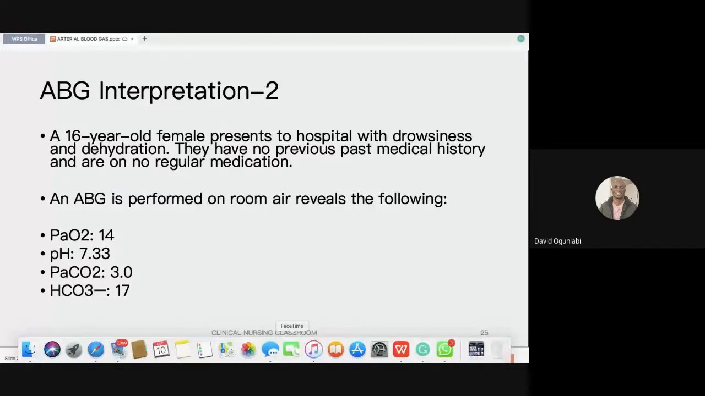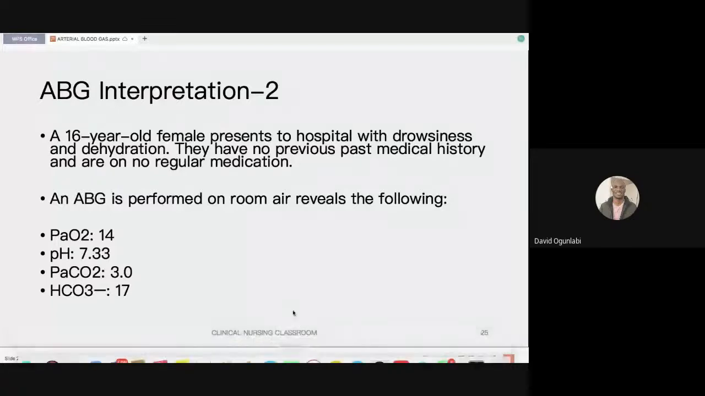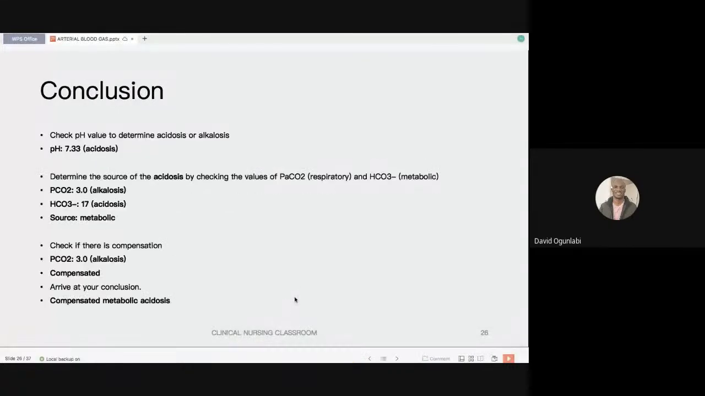So let's check if we are right. This is it. So pH, acidosis, PaCO2, alkalosis, HCO3, acidosis, then we say it is what? This is a compensated metabolic acidosis. Yeah, so let's do this now.